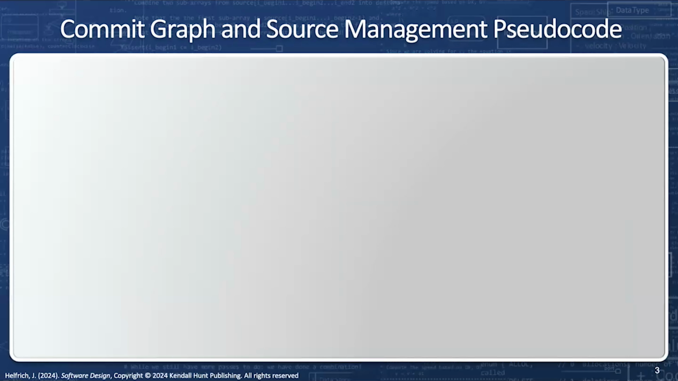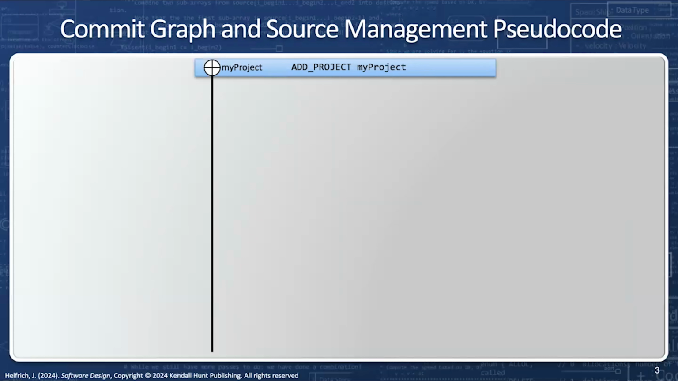So to indicate how this works, let's consider the following example. We have my project, and it's going to begin, so we're going to have the plus symbol, and this corresponds to the add project source management pseudocode. And then we're going to have an edit event. In this case, we're going to add a file, file.txt.